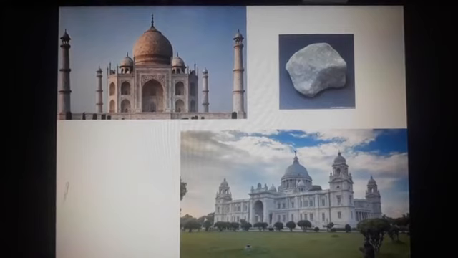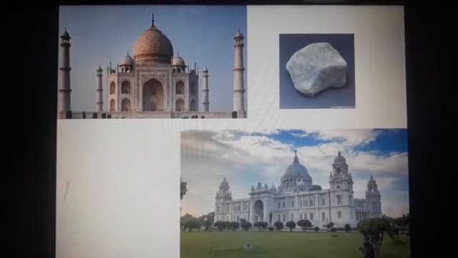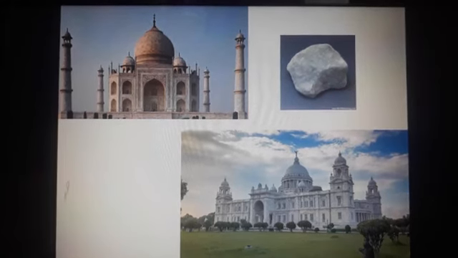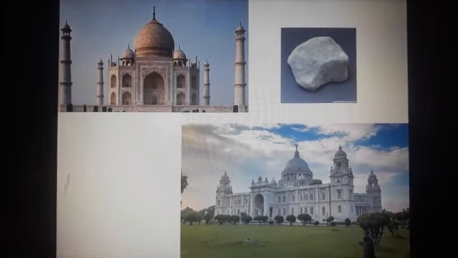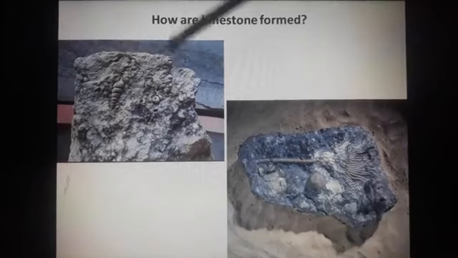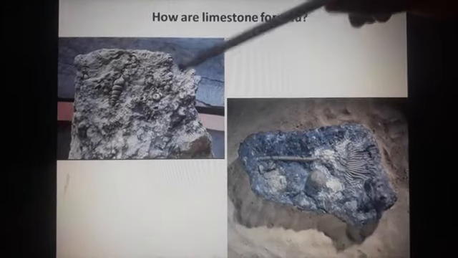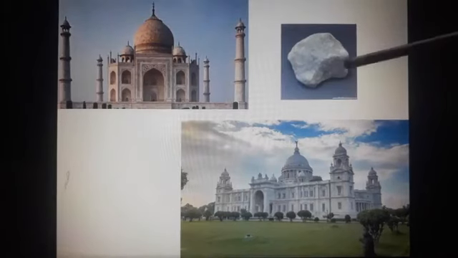Now look at here. This is the Taj Mahal, you know. And what is this? Victoria Memorial. So these two monuments are made of marble. So here I want to say that limestone is a sedimentary rock. Under the pressure and heat, it is transformed to marble, and we use it to make this type of archaeological heritage.